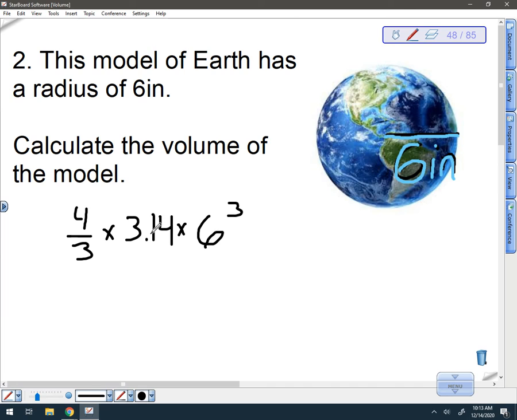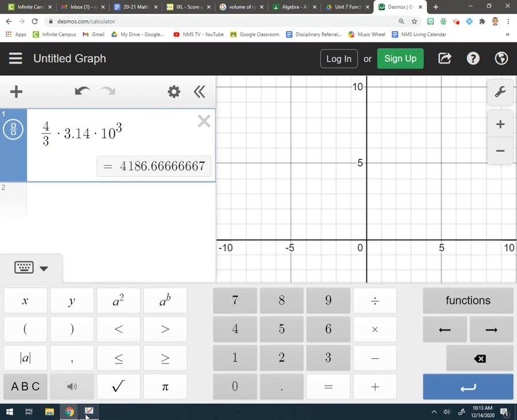You can use the formulas on the quiz. You can use the formulas on the test. So like I said before, we want to figure this out. If we go back to our Desmos calculator, 4/3 times pi times the radius is 6, so we can put a 6 there. And then that's all you got to do.